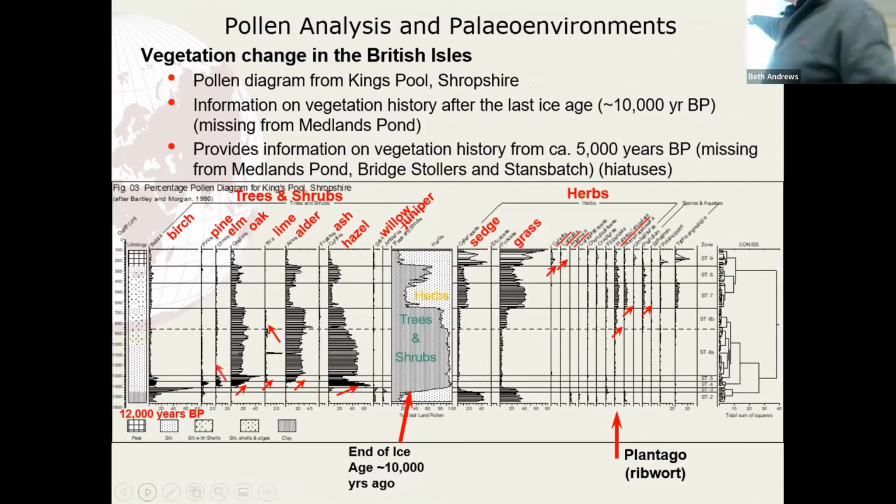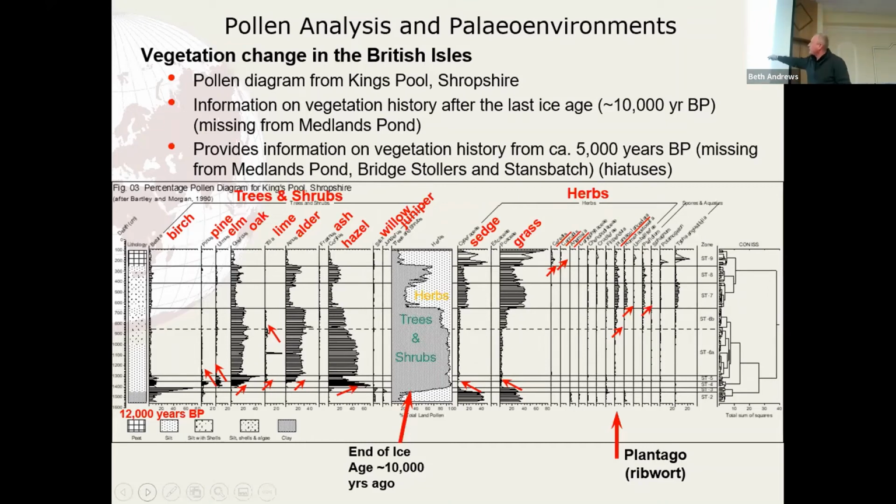Okay, so we can go back to that diagram again, King's Pool. In Shropshire, the information on vegetation history at the end of the last ice age, about 10,000 years, is missing from Netherlands Pool, that earlier period, but we've caught it at King's Pool, Shropshire. So you can see that increase in birch down here in the basal layers. There's an increase in pine, and then elm, and oak, lime or linden comes in, and again alder and ash. Not well represented, but there's that big increase in hazel.